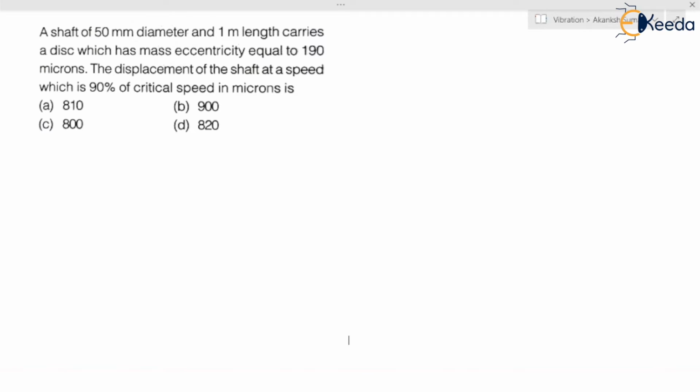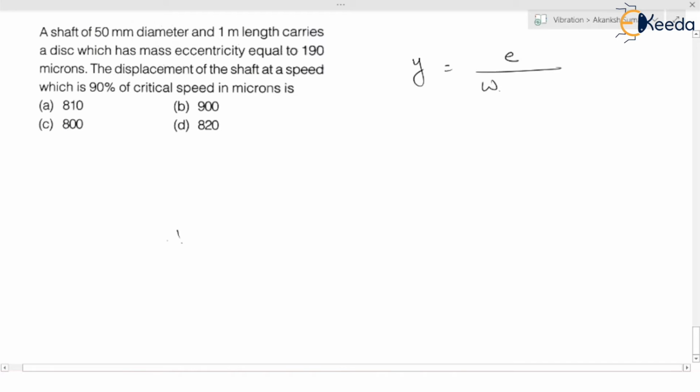So what we have to calculate is the displacement of the shaft, that means the deflection of the shaft, because the shaft is going to be deflected after a certain time. We have seen this in the derivations. We all know the formula for deflection of the shaft that we have calculated: y is equal to e upon (omega n upon omega) whole square minus 1. This was the formula.